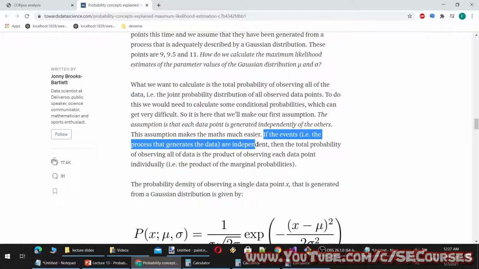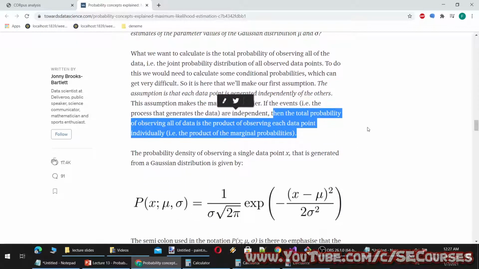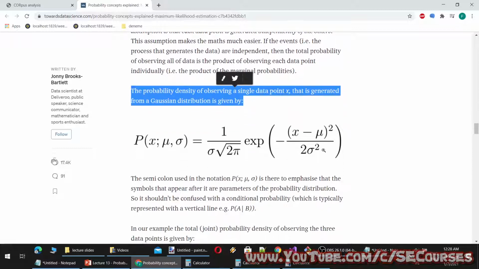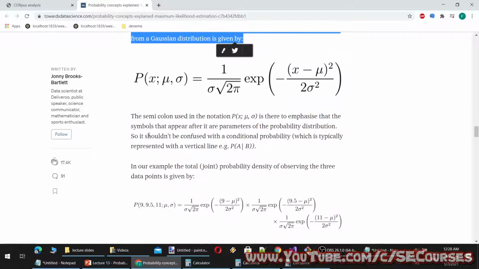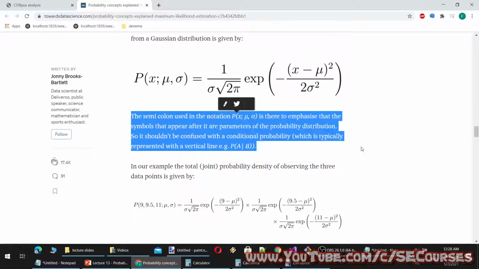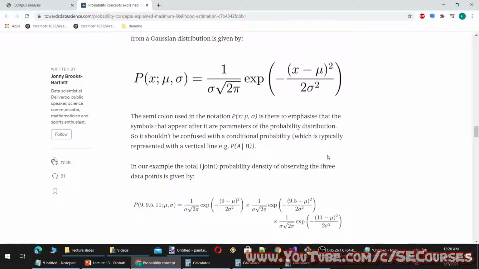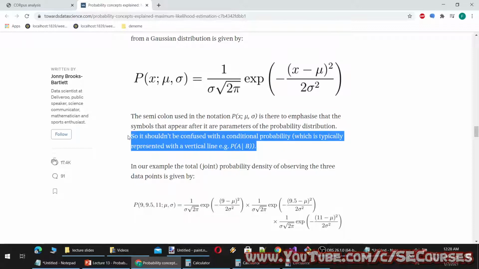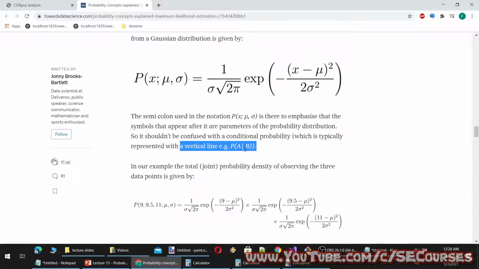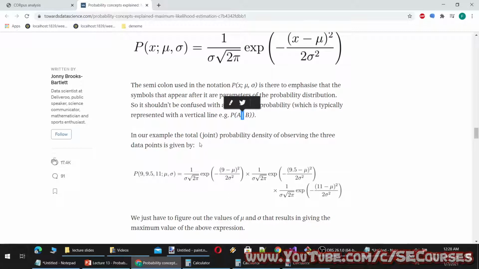If the events, i.e. the process that generates the data, are independent, then the total probability of observing all of the data is the product of observing each data point individually, i.e. the product of the marginal probabilities. The probability density of observing a single data point x, that is generated from a Gaussian distribution, is given by the following. The semicolon used in the notation p(x; mu, sigma) is there to emphasize that the symbols that appear after it are parameters of the probability distribution. So it shouldn't be confused with a conditional probability, which is typically represented with a vertical line, e.g. p(a|b).